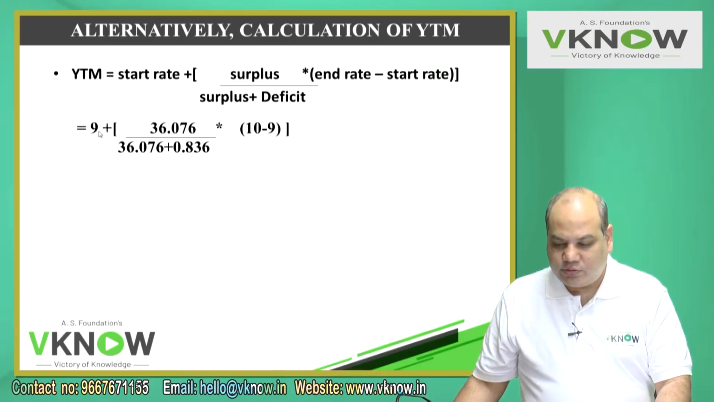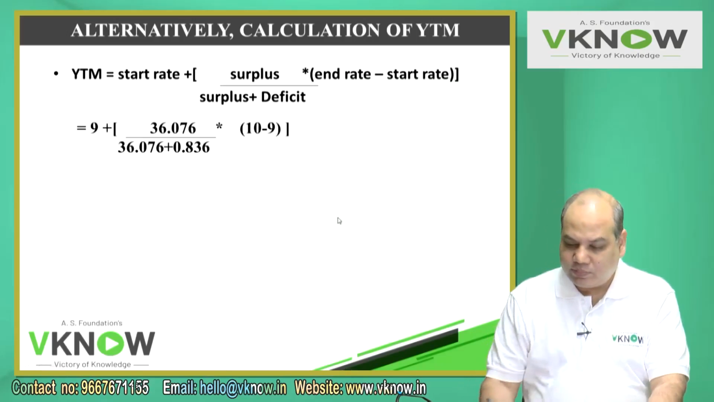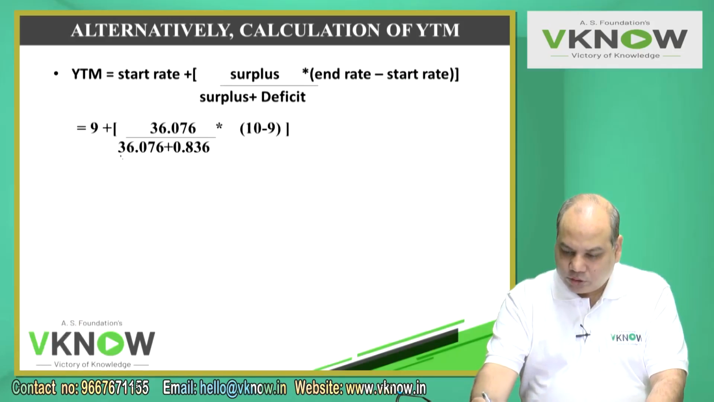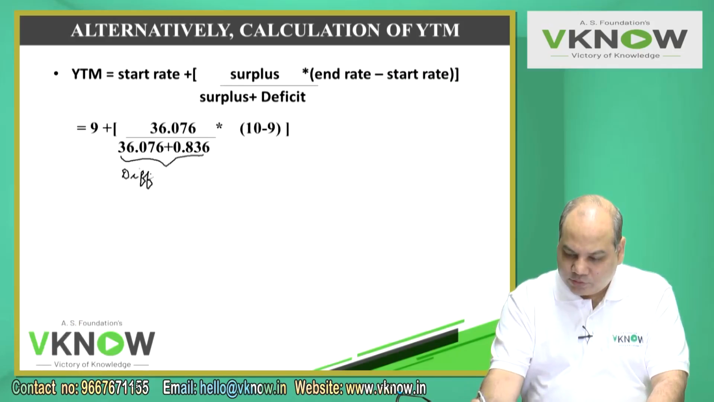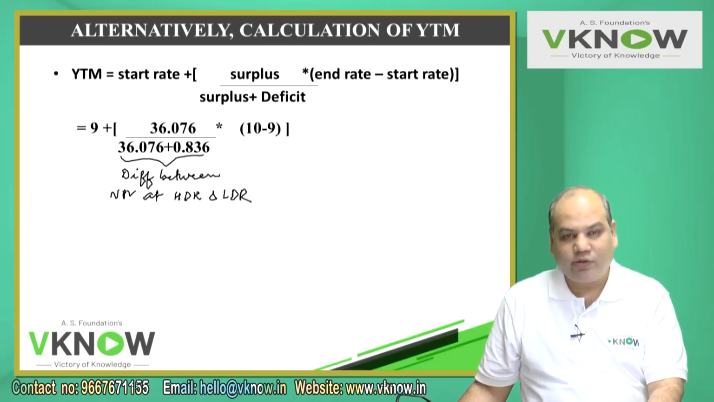Start rate is 9 plus surplus is 36.076 upon 36.076 plus deficit, you write the number positive 0.836. That means basically in the denominator we are writing the difference between the NPV at lower discount rate and NPV at higher discount rate. Okay, so this is actually the difference between NPV at HDR and LDR, lower discount rate and higher discount rate, into 10 minus 1.